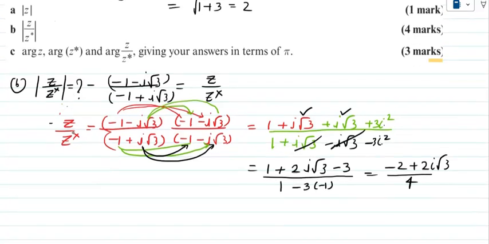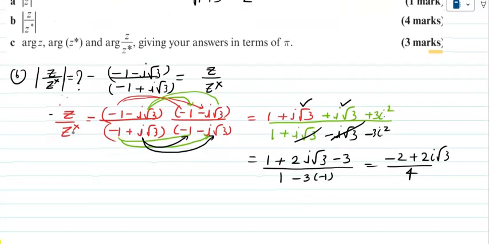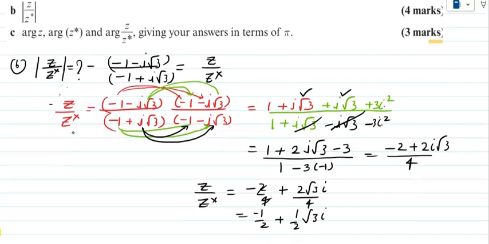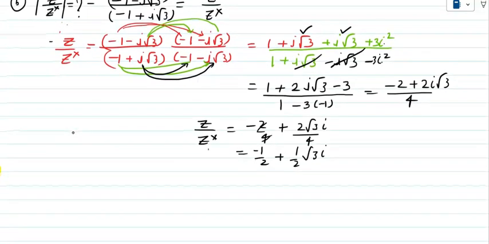Now if you simplify further, you can write down z over z conjugate, that is minus 2 over 4 plus 2 root 3 i over 4. You can simplify, so it should be minus 1 over 2 plus 1 over 2 root 3 i. Is that fine? So this is your z over z conjugate.